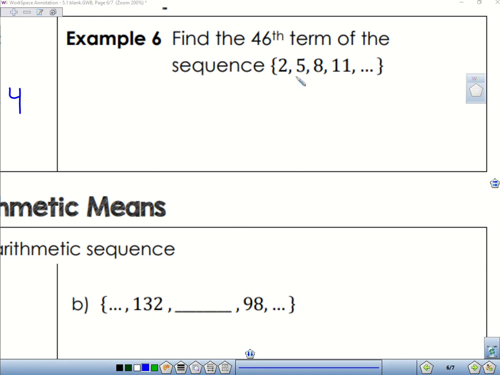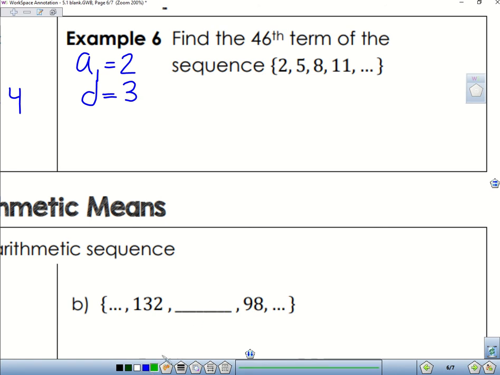So, first thing we need to do is come up with an explicit formula, okay? So in order to come up with an explicit formula, we need to find the first term and the d value. So what is the first term in this sequence? Good. And what's the d value? 3. Any questions about where the a and the d came from?